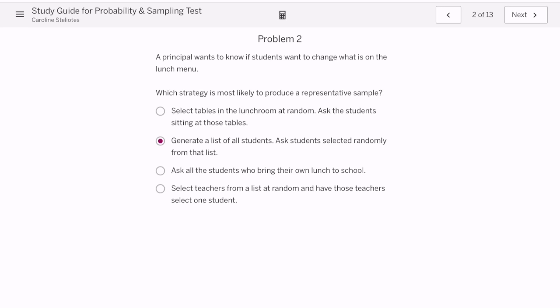And then if we select teachers from a list at random and have those teachers select one student, those teachers might choose their favorite students, right? And then there might be some bias involved in what those students feel. Okay, so I would say the first and the fourth aren't likely to create a ton of bias based on the question that's being asked. But the most representative sample is going to be as random as we can get.